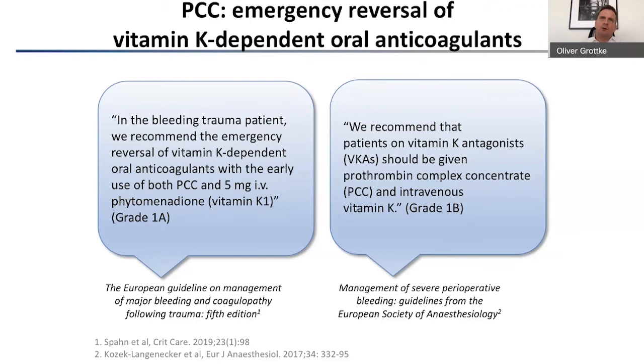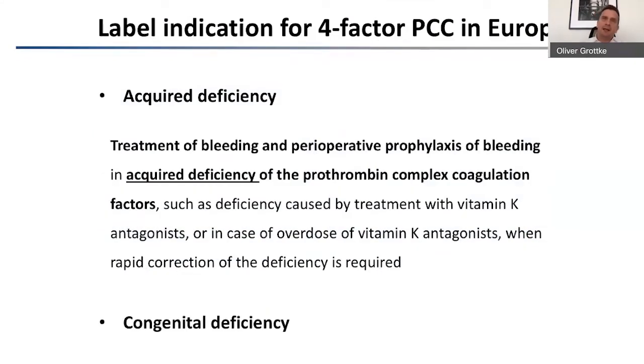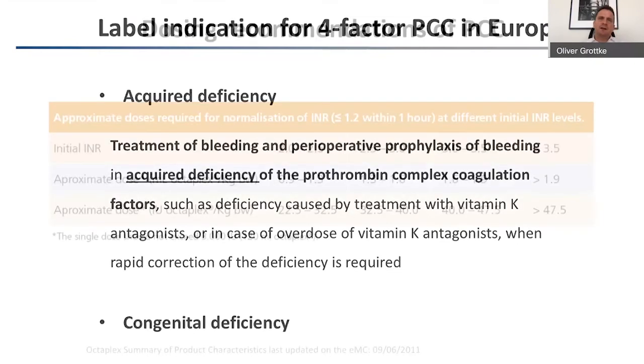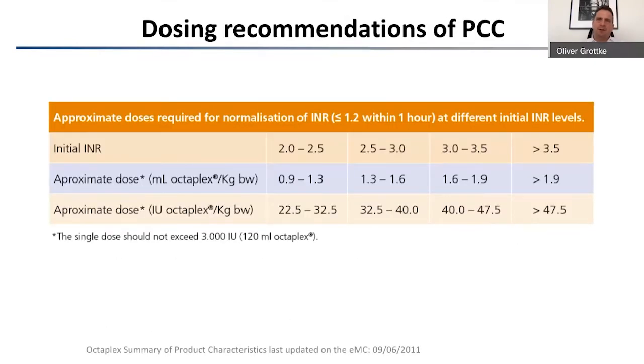And also to show you our label here in Europe, it's actually a very broad label. It says acquired deficiency of the prothrombin complex coagulation factors, so 2, 7, 9, and 10. If we have patients that are bleeding and have some signs of acquired deficiency, lab signs for instance, we are within the label for using a 4-factor PCC. For dosing recommendations, I would like to refer to the labels of the different 4-factor PCCs because they show you the different doses stratified according to the INR, for instance here for Octaplex, which should be applied.